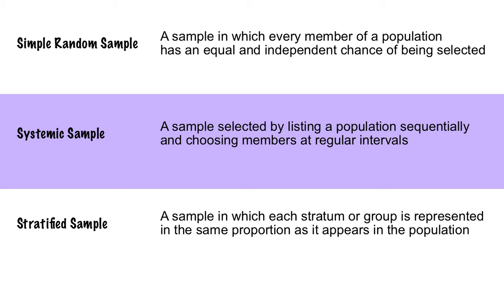A random sample: a sample in which every member of the population has an equal and independent chance of being selected. Then we have a systematic sample: a sample selected by listing a population sequentially and choosing members at regular intervals. And a stratified sample: a sample in which each stratum or group is represented in the same proportion as it appears in the population.